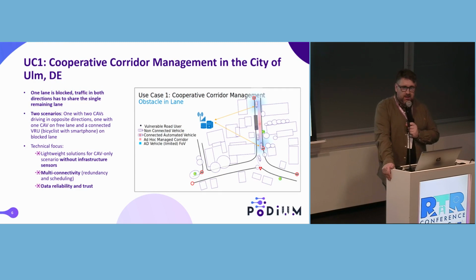Now we are at the stage of the project where we're going to develop and validate the use cases either at the real sites or at the lab environment. And towards the end of the project, we're going to move everything to the real sites and perform the demonstrations and the real evaluations. For example, in the city of Fulham, we have two scenarios where one lane is blocked, and traffic in both directions has to share the single remaining lane.